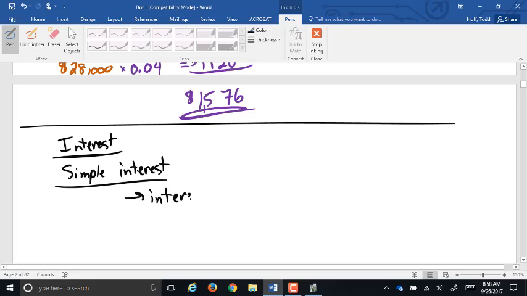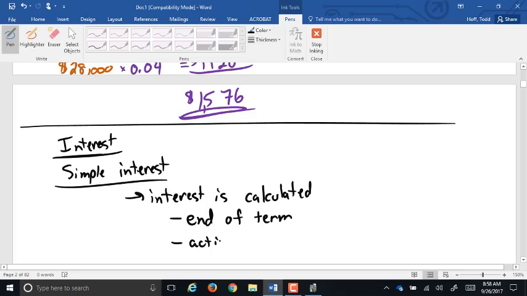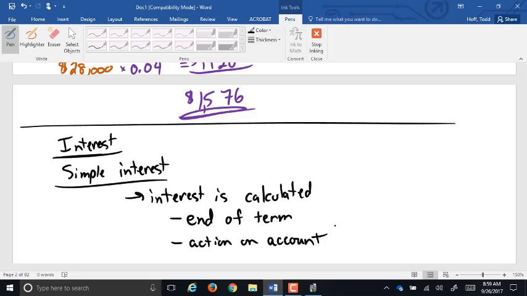In simple interest, interest is only calculated on one of two conditions. The end of a term, so at the end of the investment or the end of the loan, or when there's an action on the account. So if you have a savings account that is simple interest, every time you made a deposit into that account, they would figure out the interest before they made the deposit. Or if you made a withdrawal from the account, they would figure out the interest before you made the withdrawal.